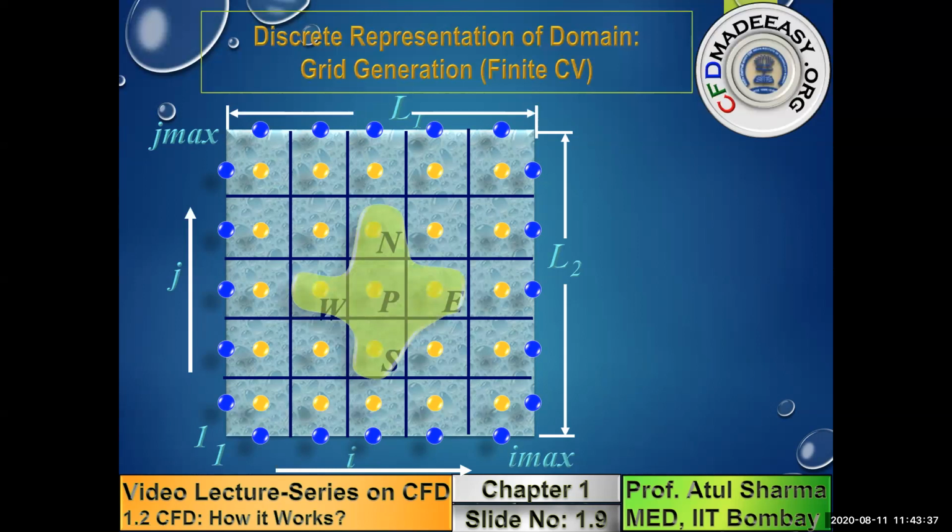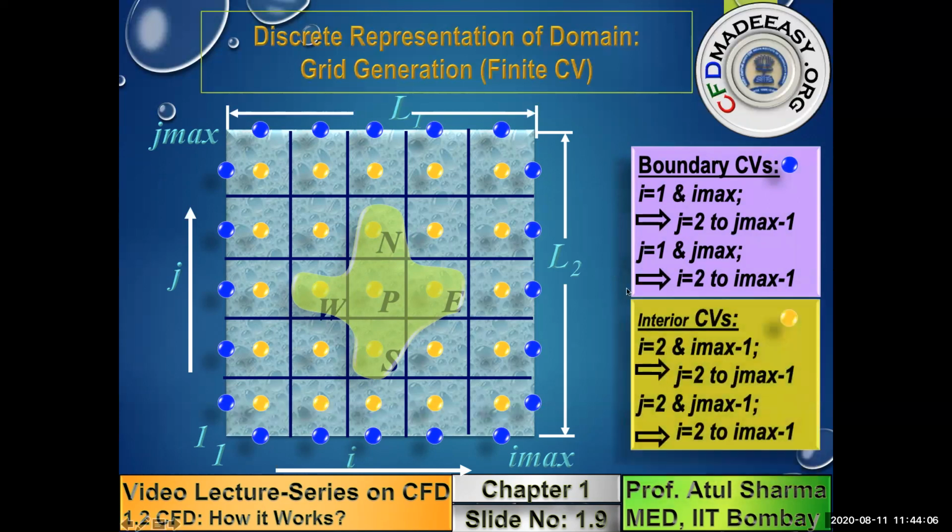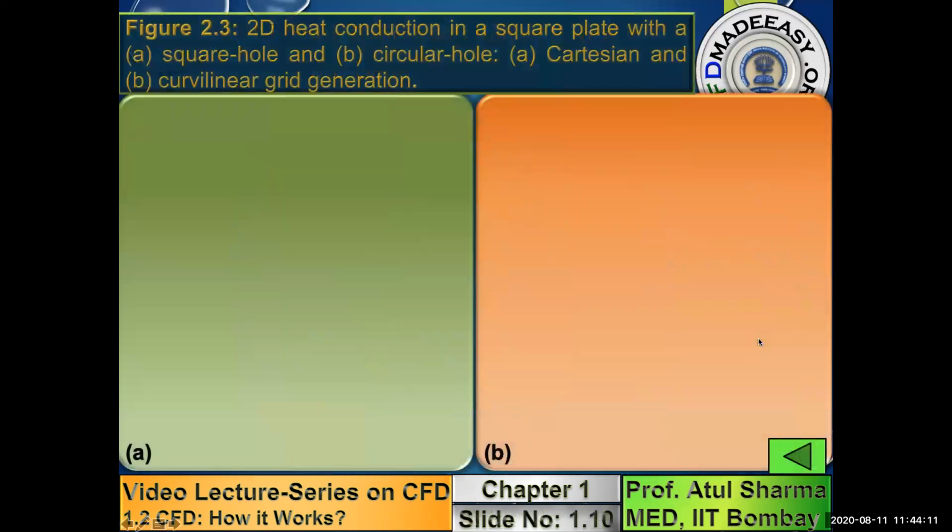And when we derive the linear algebraic equation for these yellow circles, later on I will show you that the value at a particular yellow circle, let us say temperature, is a function of its north, south, east and west neighbors, depending on a discretization procedure, which will be discussed later. So as mentioned, there are two types of grid points: the boundary blue circles, and those which are inside the domain, which we call interior grid points.